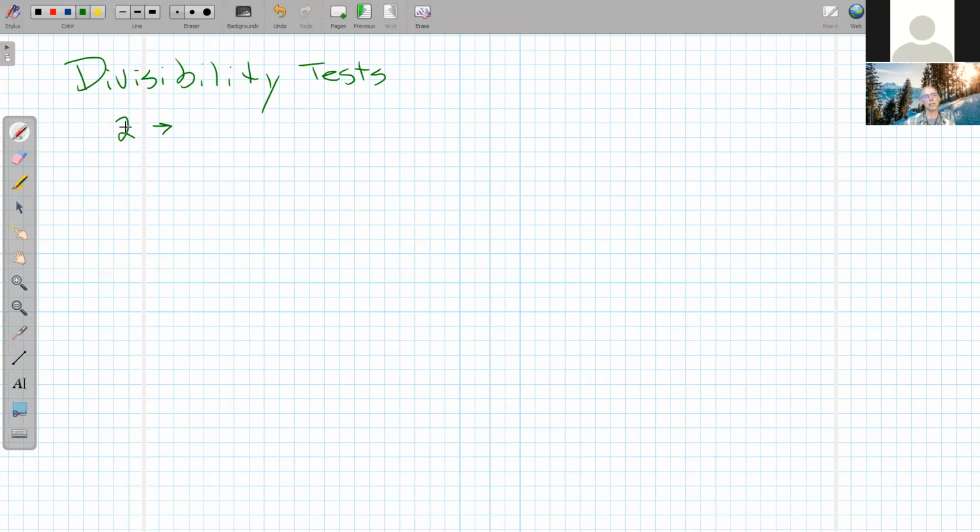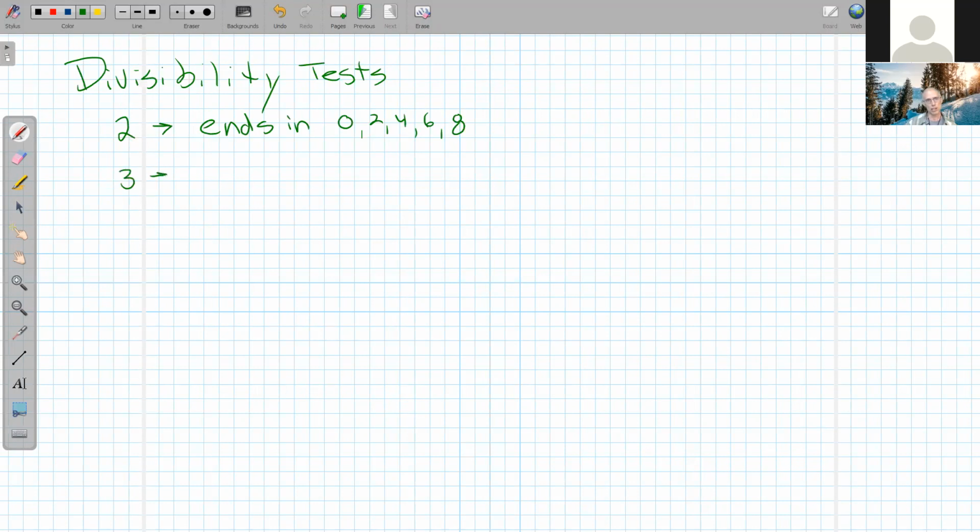That would be nice. So for 2, there's a couple of ways to think about it. Often people say, well, a number is divisible by 2 if the number is even. Well, how do you know if the number is even? It turns out we can look to see if it ends in a special digit. That digit could be 0, 2, 4, 6, or 8. So these are the even single digits. If any number ends in one of these, then the number is going to be divisible by 2. So that's the test for 2.